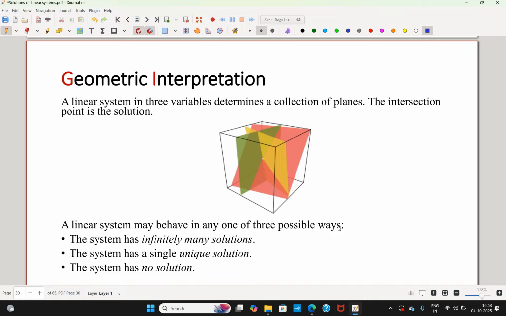Now a system of equations may have different types of solutions. Maybe these systems are solvable, may not be solvable, or sometimes they may have more than one solution as well. So in what cases they have more than one solution, that we will try to understand properly.